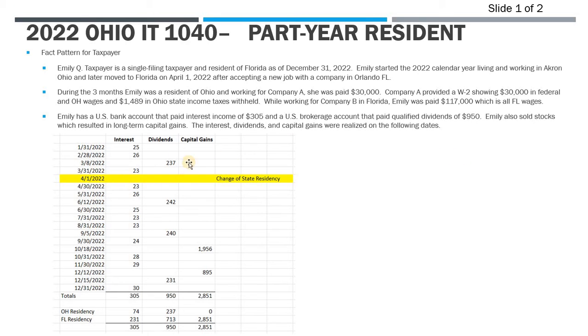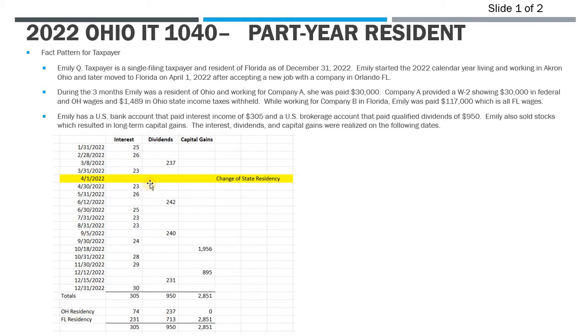Now, the investment income is represented in this table here, and the format is based on the date when they were paid, right? This is important because the investment income that you earn while you're a resident of Ohio is taxable in Ohio, but the remainder that is paid out or accrued while you're a non-resident is not going to be subject to tax.